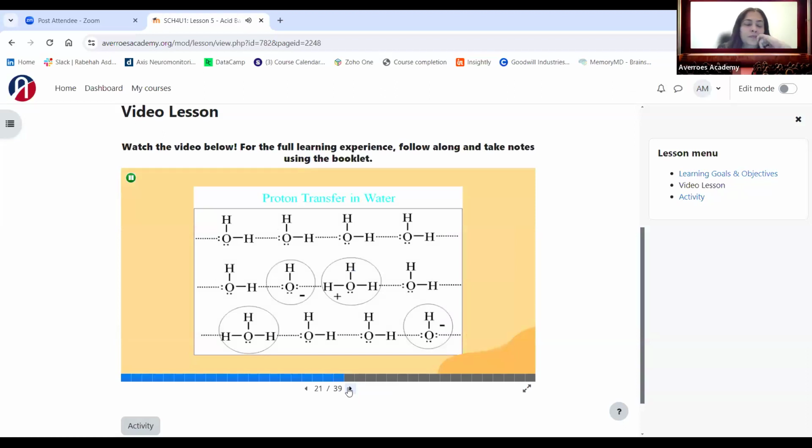This is just a figure showing how of all the water molecules together and those intermolecular forces of attraction between separate water molecules, sometimes you have a collision and you get that proton transfer from one water molecule to another, forming the hydroxide ion and the hydronium ion.